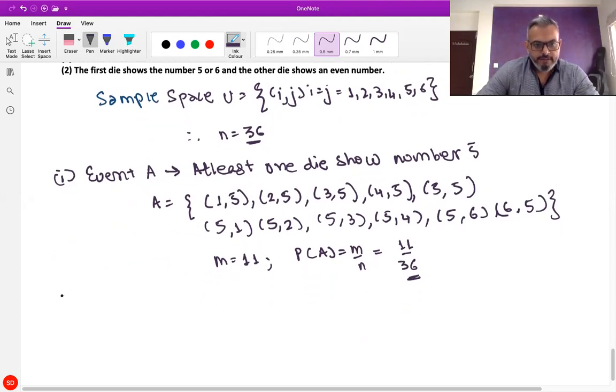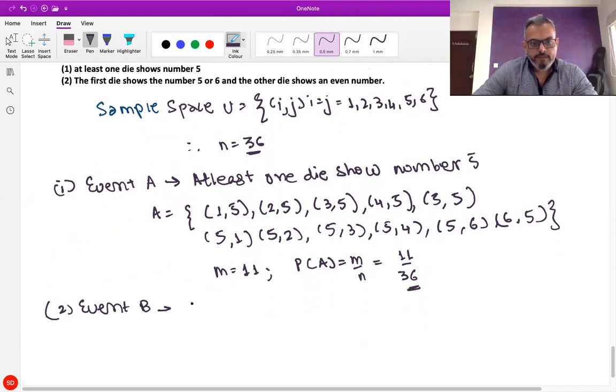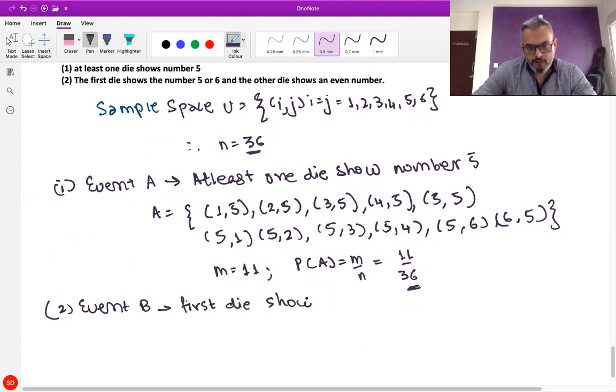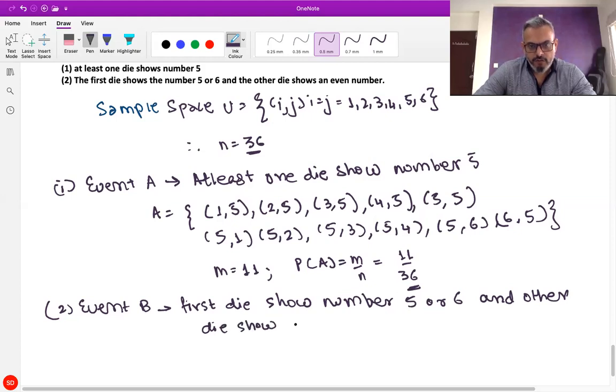Now second, event B denote first die show number 5 or 6, and other die show an even number.